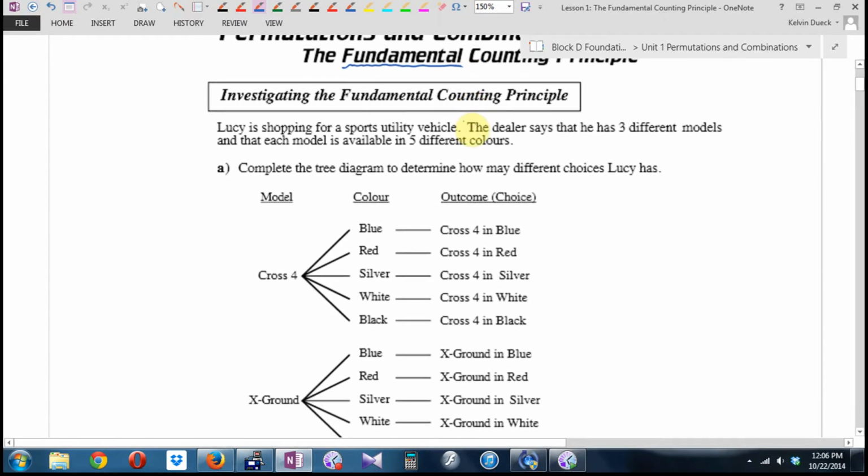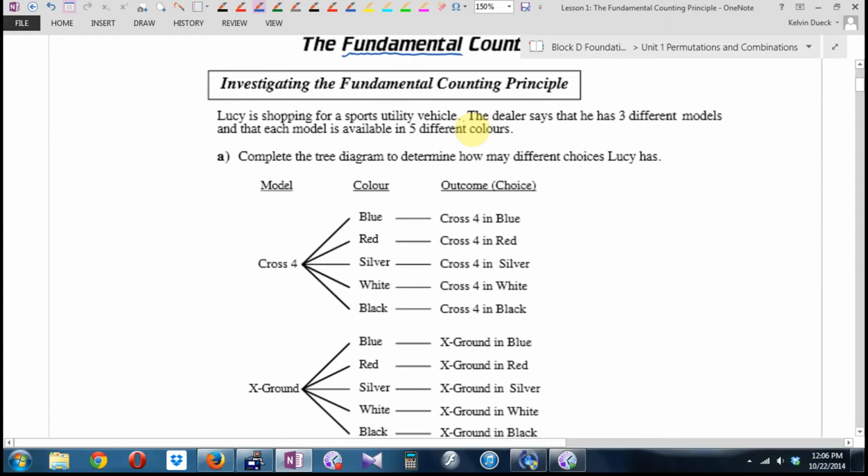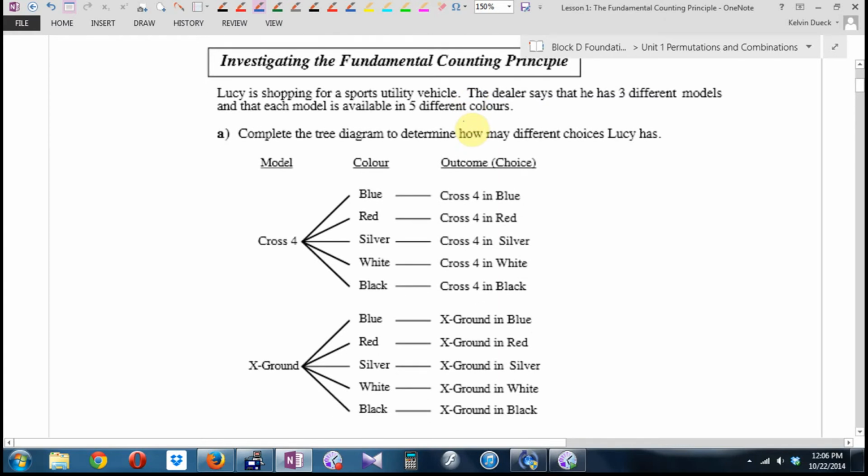Here's our problem. It says this. Lucy is shopping for an SUV. The dealer says that she has 3 different models and that each model is available in 5 different colors. And what I'd like to know is, how many different ways can Lucy buy a vehicle?